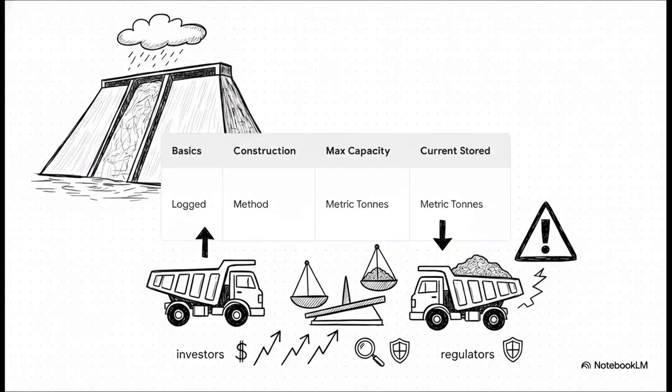Okay, let's add metrics 6 and 7 to our table. These track the maximum permitted storage capacity right up against the exact metric tonnage of current tailings stored. Both of these have to be reported in metric tons, by the way. By placing that current volume directly next to the max permitted capacity, any investor or regulator can look at this and instantly calculate how dangerously close a facility might be to overaccumulation. It's a quick, hard reality check.